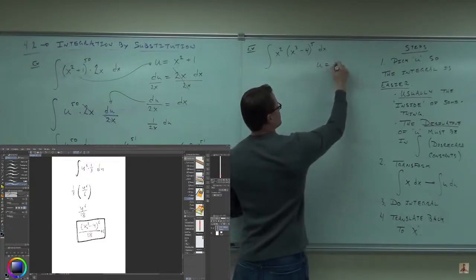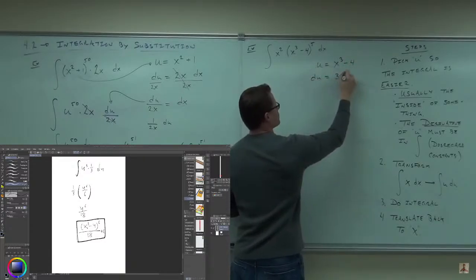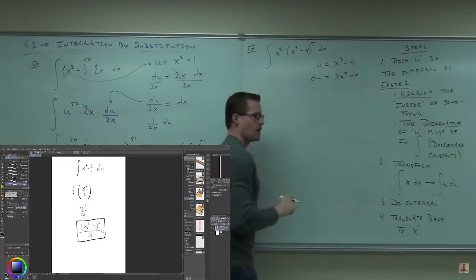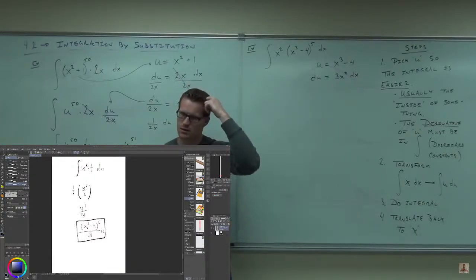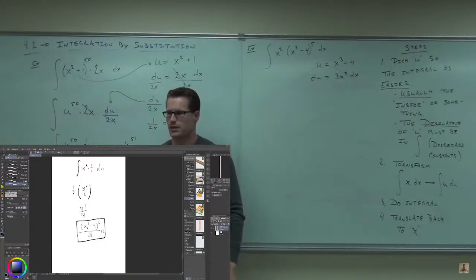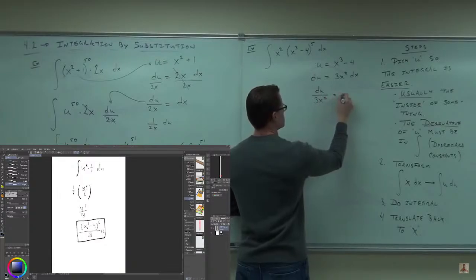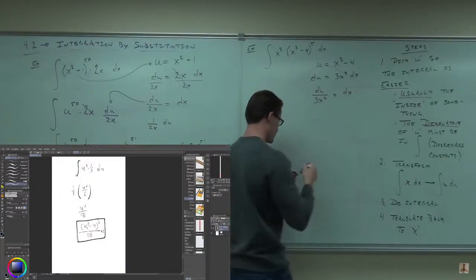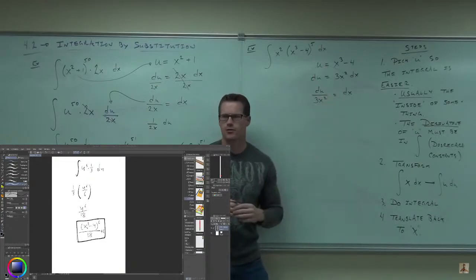So u equals x cubed minus 4. du equals 3x squared dx. I want you to solve for dx. How do you solve for dx here? Divide by what? Okay, so do that. Give me a head nod. Look up at the board here. Give me a head nod if you're okay on getting down to that far. Are you? Yes? Okay, cool.